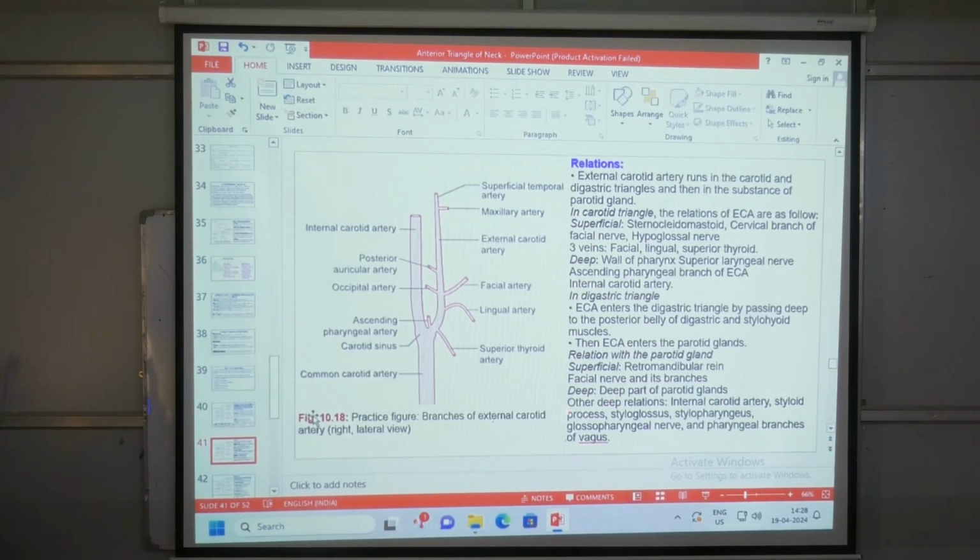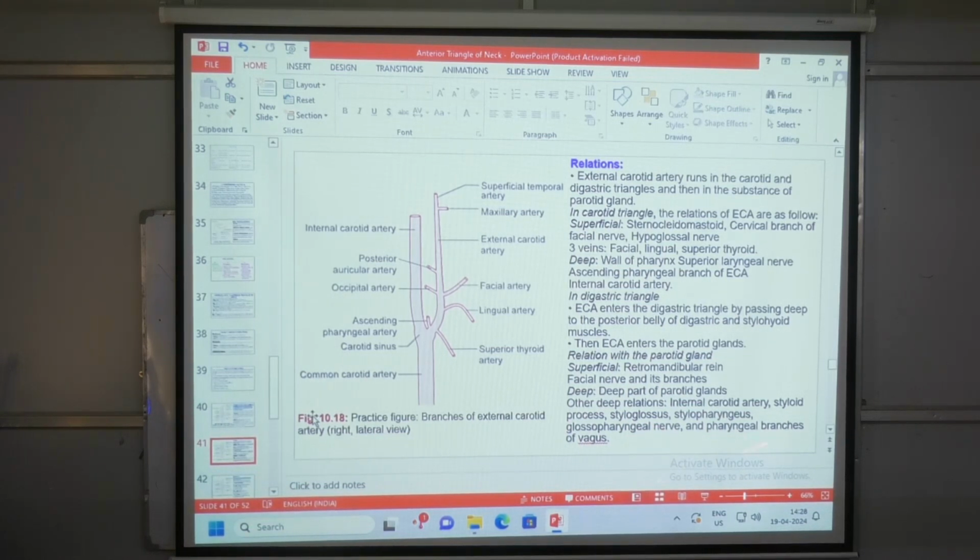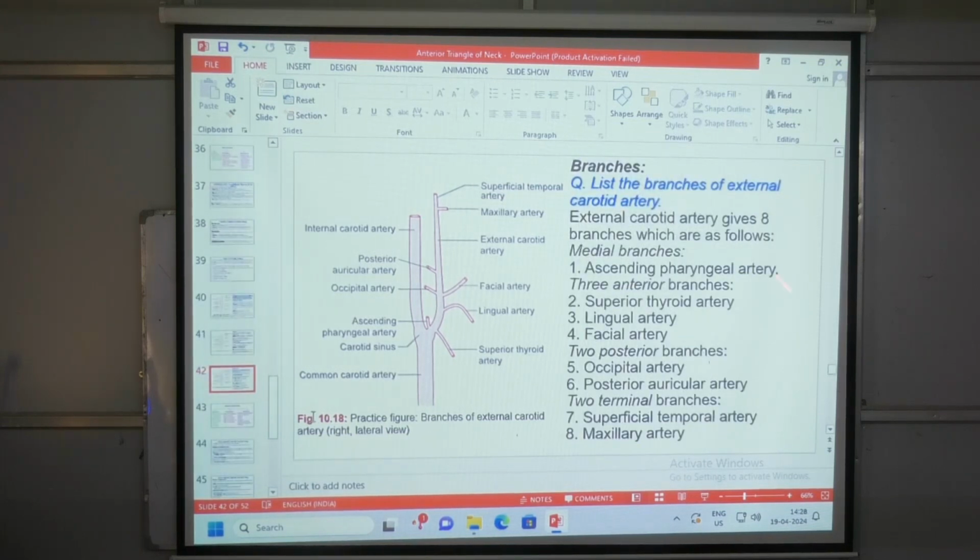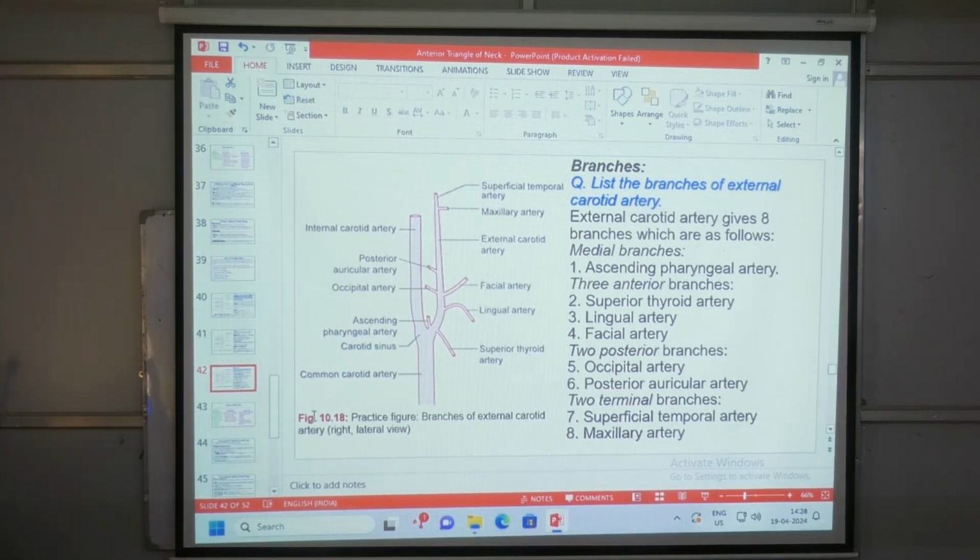Now, the deep relations are the deep part of the parotid gland, internal carotid artery, styloid process, styloglossus, stylopharyngeus, glossopharyngeal nerve, and pharyngeal branch of vagus. Now these branches are very important, very frequently asked in your Viva, and also important for your OSCE questions. So the external carotid artery gives 8 branches.